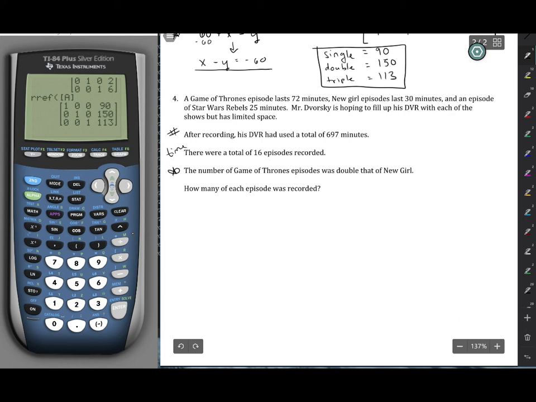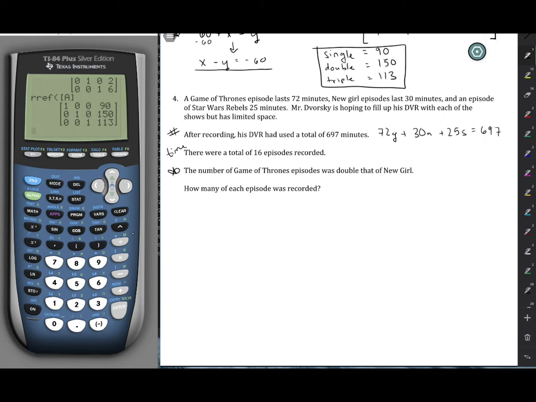So we have 3 equations that we should make first. 697 minutes. So let's break up all of our times here. So what I know is that a Game of Thrones is 72 minutes. So 72 for Game of Thrones, we'll put G, plus 30 New Girl, we'll put N, plus 25 Star Wars, we'll make S, and I know that needs to equal 697.